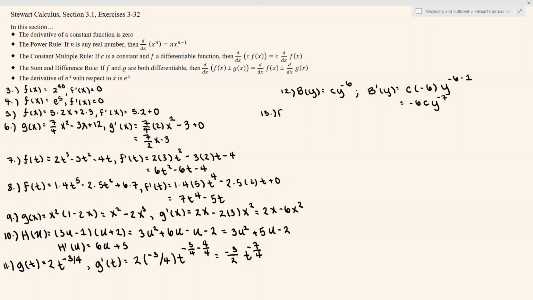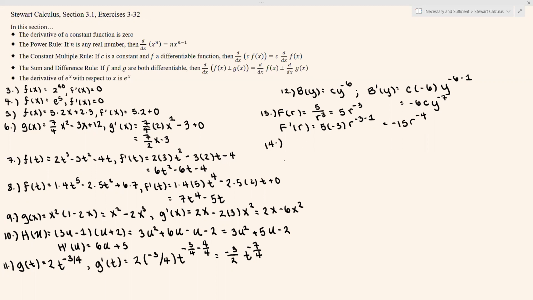Problem 13 is asking us to find the derivative f of r equal to 5 over r to the power of 3. And in these cases, I want to rewrite the denominator as 5r to the power of negative 3. This makes taking the derivative slightly easier. So then we have f prime of r is equal to 5 times negative 3 r to the negative 3 minus 1. So this is equal to negative 15 r to the power of negative 4.